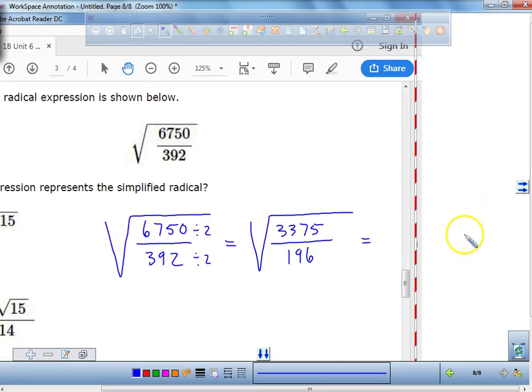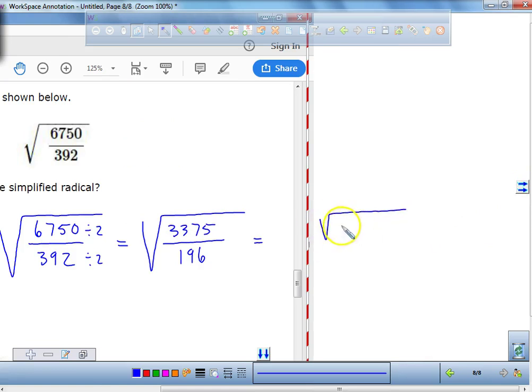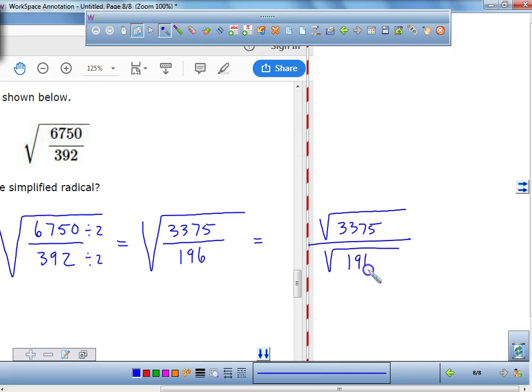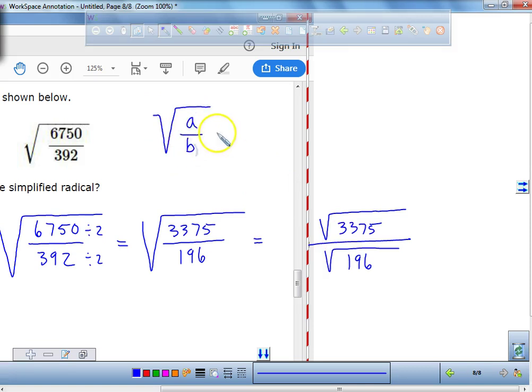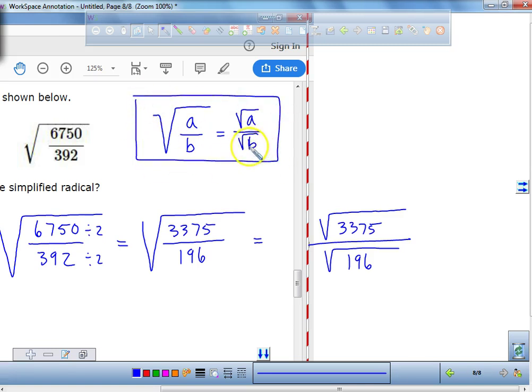Okay. Next step. Watch this. Tell me what you see different. There's a radical on top and there's a radical on the bottom. This is what I need you guys to write in your journal. Listen up. If you have the square root of a over b, that is the same thing as saying the square root of a over the square root of b. Okay? Can you guys write that down in your journal? This rule, you need to be able to apply this rule. This fraction is equal to this fraction. Okay? Pause the video. See that 196?